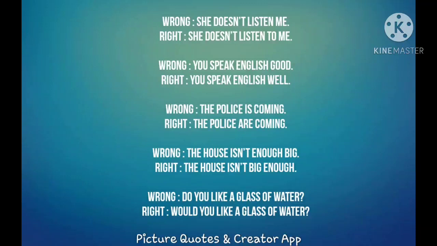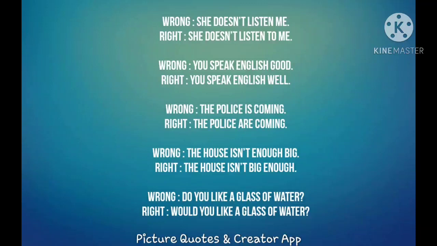And the next one is "The police is coming." The word police is plural actually. If you are mentioning policeman, that can be singular, policemen plural. The word police is plural. So you have to use the plural form of the auxiliary verb. "The police are coming." Another common error is "The house isn't enough big." Actually, it is very rare. Most of them use it correctly, like "The house isn't big enough." This is the correct usage.